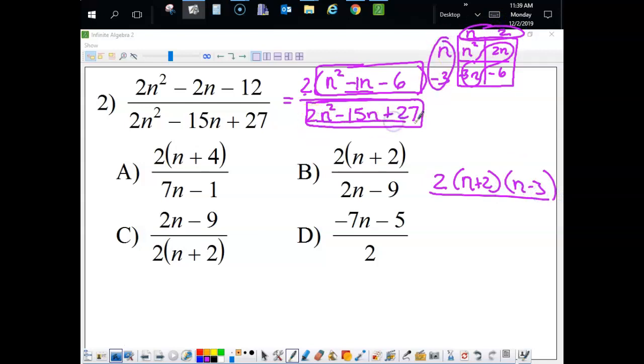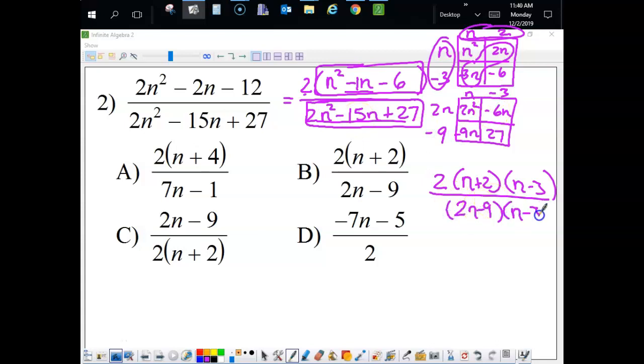Now we need to do the box here on the bottom as well. So we have 2n squared and 27. That would make 2n squared. What makes 27? Well, 9 and 3 does. So let's see if I can get this to work on my first try. We have 6n here and 9n. We need 15. That would work if they were both negative. And so we have 2n minus 9 and n minus 3.